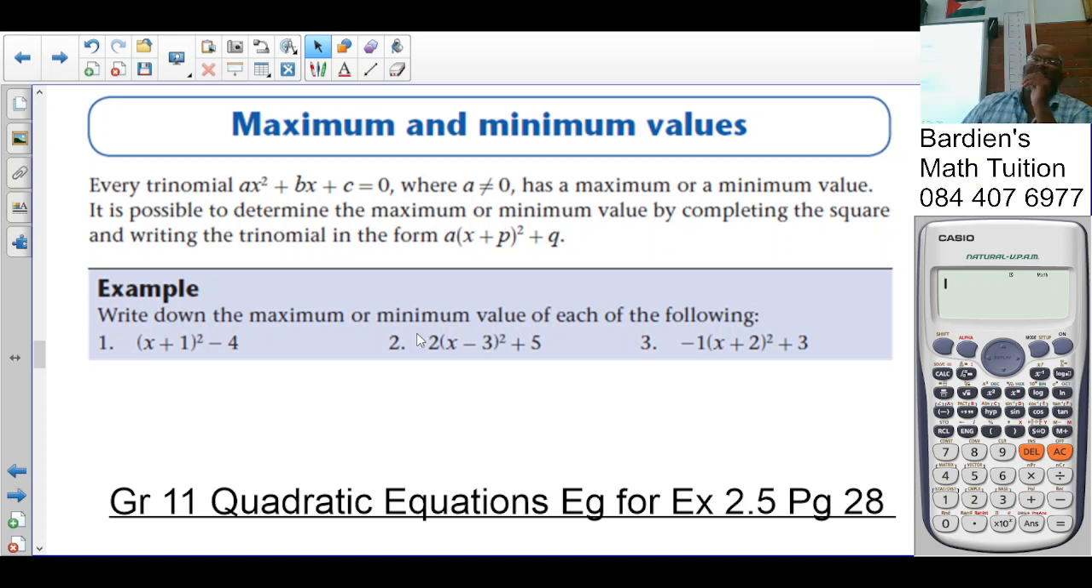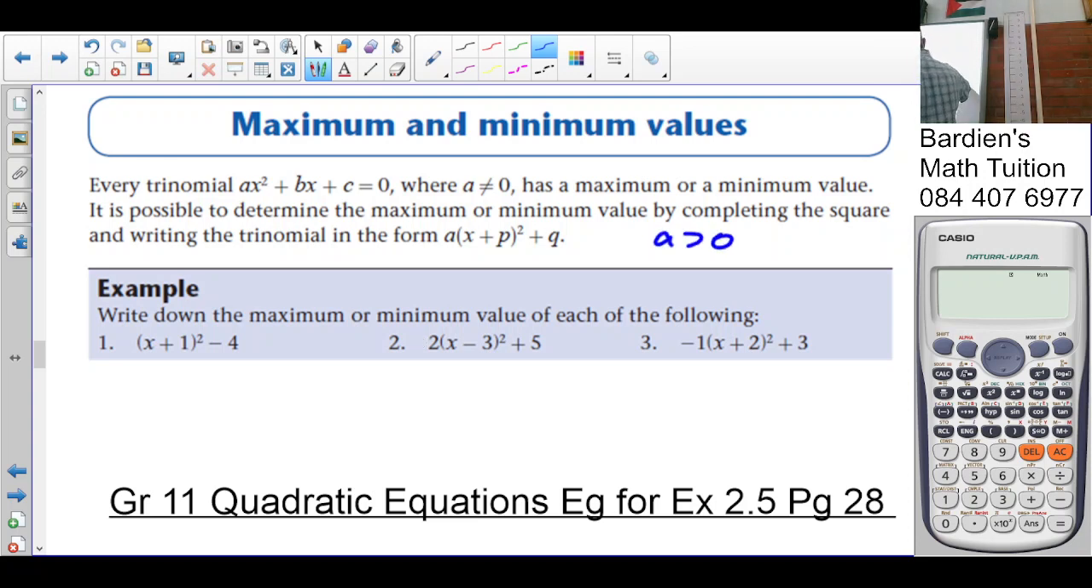Okay, so which quadratic graphs did we draw last year? We drew the parabolas, no? Another word for quadratic is parabola graph. So if a was greater than 0, who can remember? Would it be going in that direction or in that direction? It would be smiling. Why? Because the a value is positive. So if it smiles, that is positive. So if a is positive, it will have what we call a minimum value.